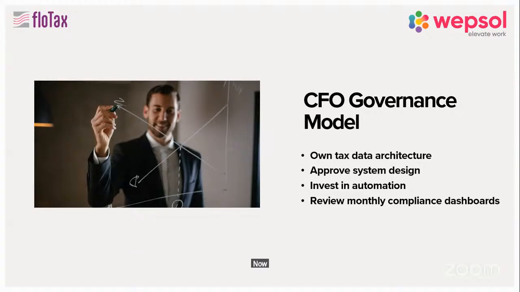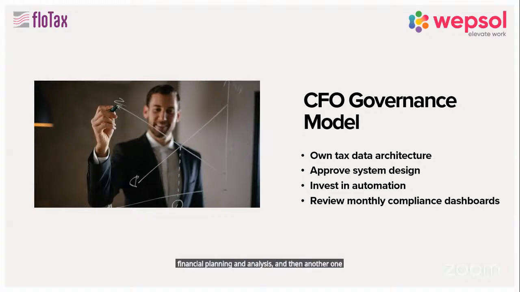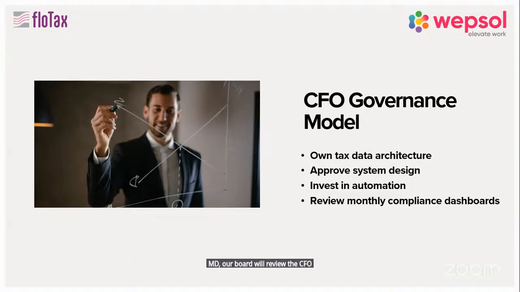Now reviews have become more monthly, in fact fortnightly in many companies, and monthly at the senior management level, so that they review their performances and all the department functions, including finance and accounts. Under finance and accounts, again, there are multiple parts. One is the taxation department, the other is FP&A, financial planning and analysis, and then the other is your normal accountancy part, your audits, quarterly audits, internal audits, and other things. So the CFO governance model has to be defined, and we should monitor this so that the MD or board will review the CFO governance, and the CFO in turn reviews with his teams. Next, please.